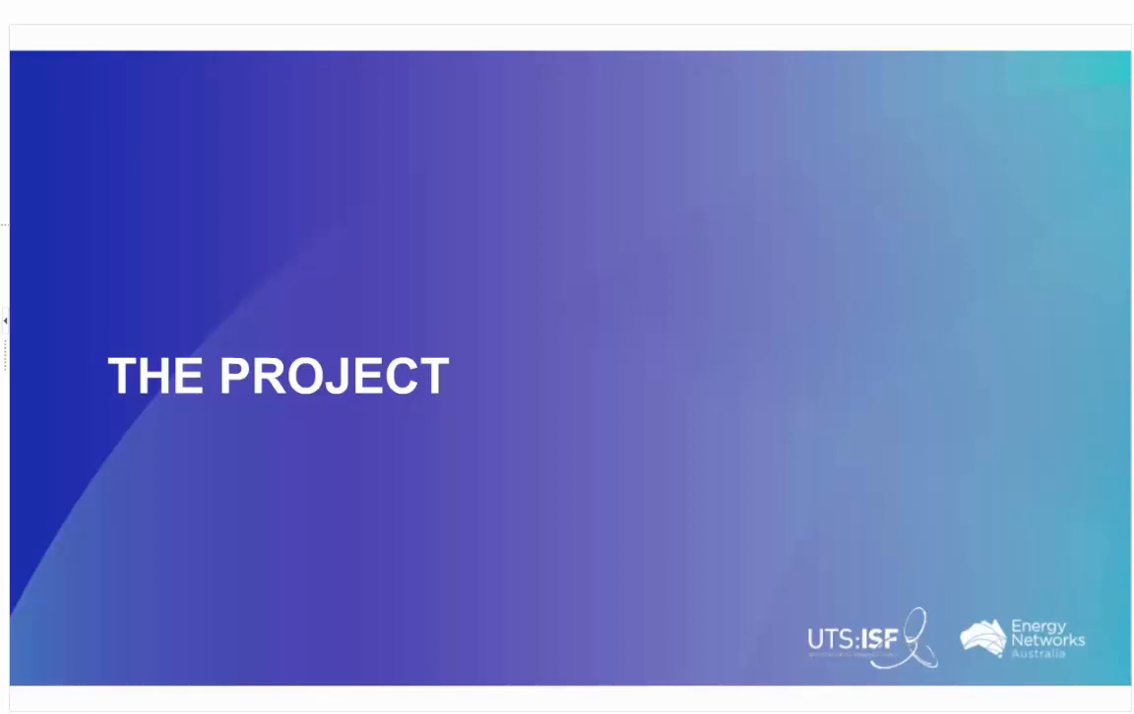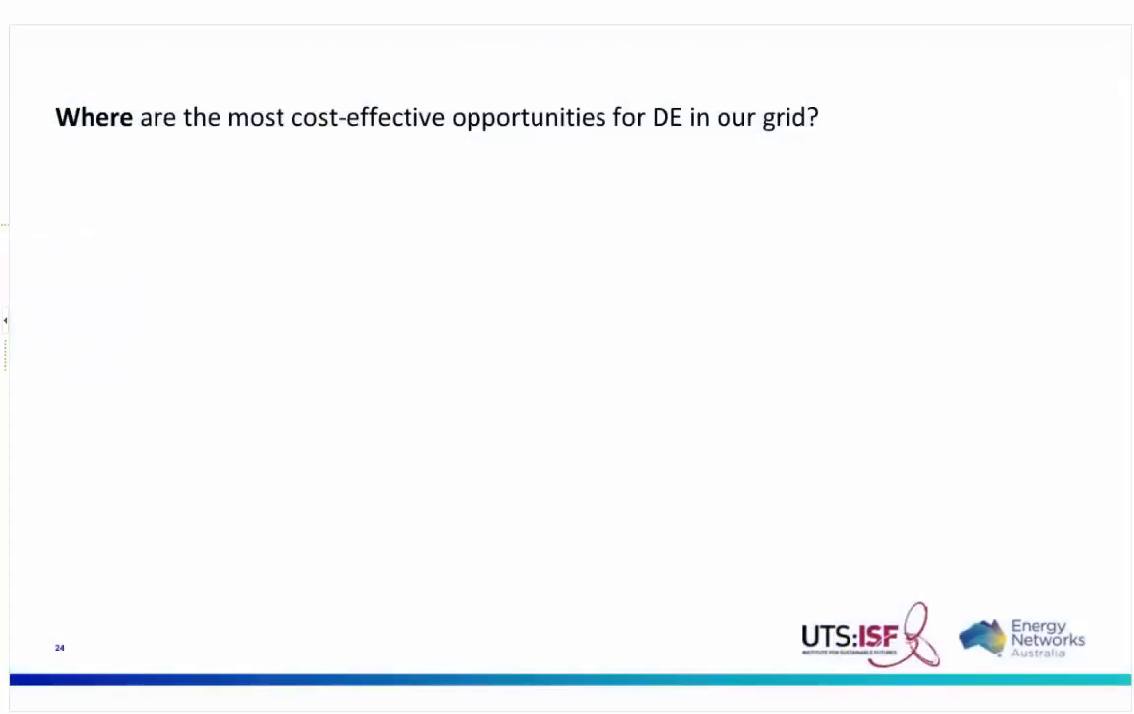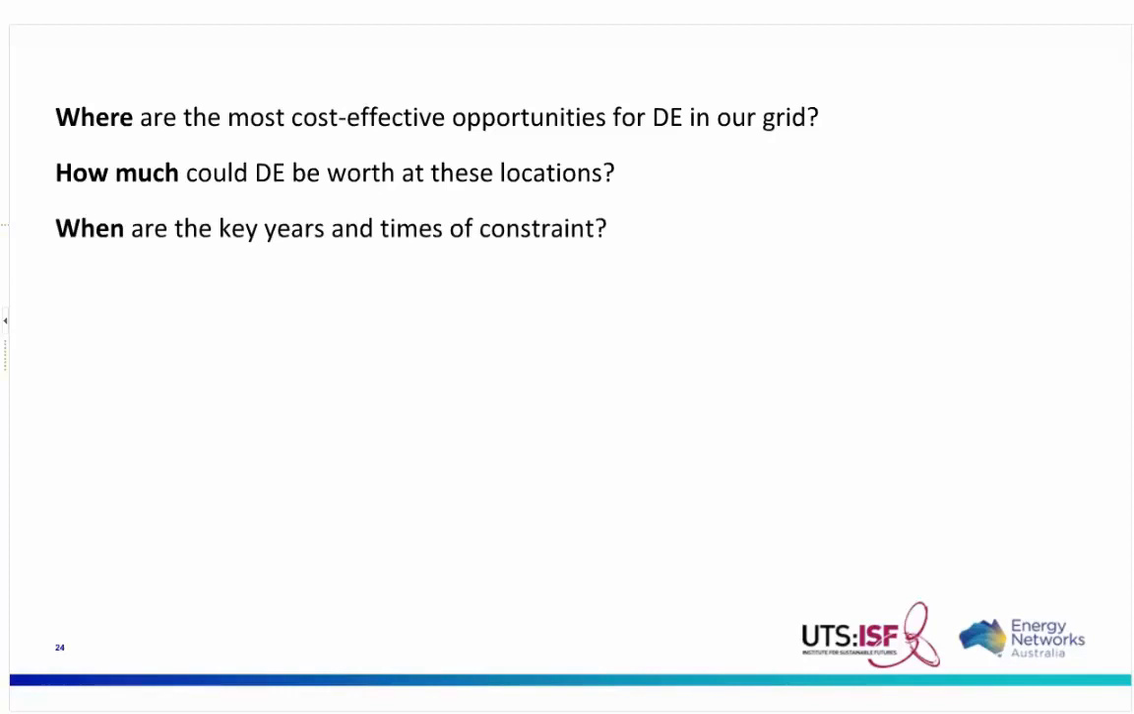Thanks very much, Chris. Now, you can see that where we started with this project, we had a series of research questions where we really wanted to know where are the most cost-effective opportunities for decentralized energy in our grid. We also wanted to know how much could decentralized energy be worth at those particular locations, and we wanted to know when are the key years and the times of constraint. So these are the key questions that drove us to create the network opportunity map.